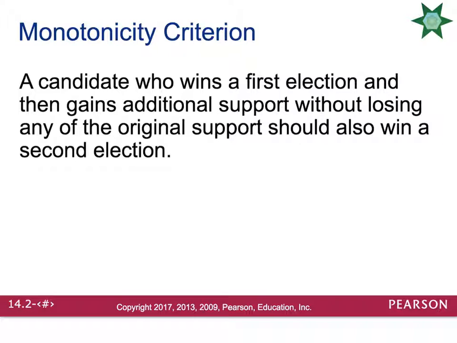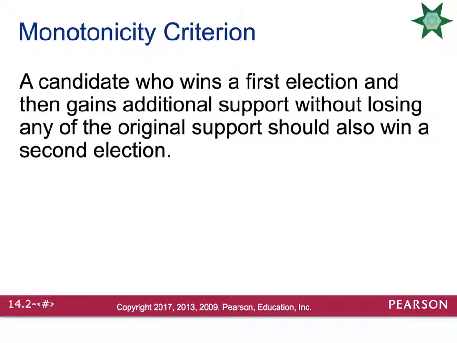Next is the monotonicity criterion. A candidate who wins the first election and then gains additional support without losing any of the original support should also win a second election. So the most common time you're going to see this is in a repeated election, often called a straw vote. So it's one that's followed by another vote. Frequently before an election starts, voters will discuss the candidates, their strengths, and their weaknesses. Prior to holding an official election, voters may take a straw vote to gain a preliminary measure of the candidate's strength. After discussions, some voters may decide to change their preferences.